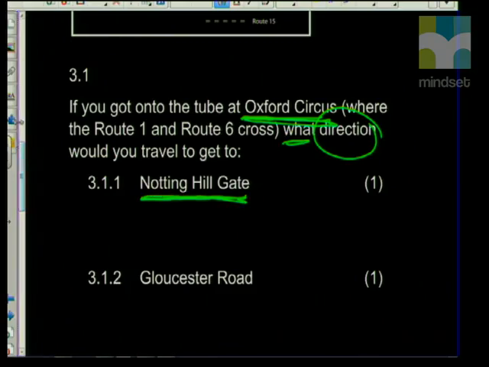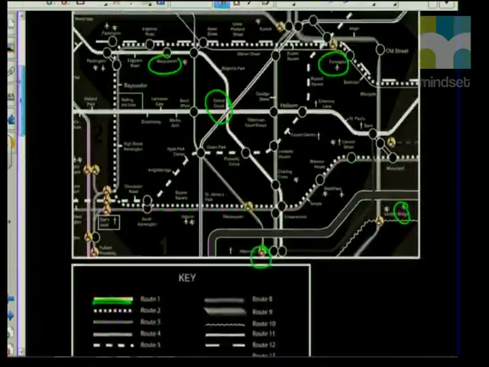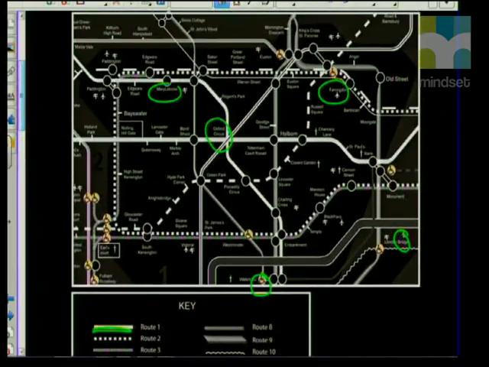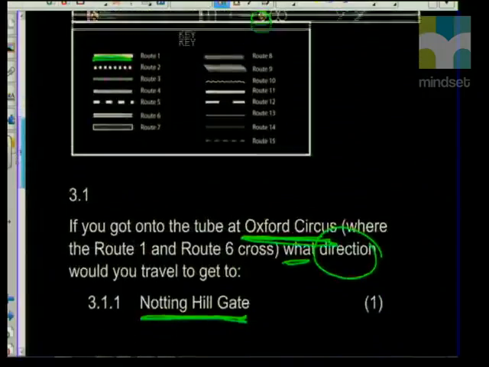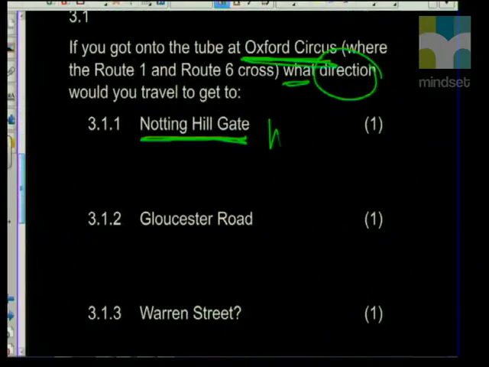So we're going from Oxford Circus to Notting Hill Gate. So I need to now look and see if I can find Notting Hill Gate. And we're at Oxford Circus, and here is Notting Hill Gate. So you can see that if I travelled from Oxford Circus to Notting Hill Gate, I would be going in a westerly direction. So therefore, my answer for this one would be west.